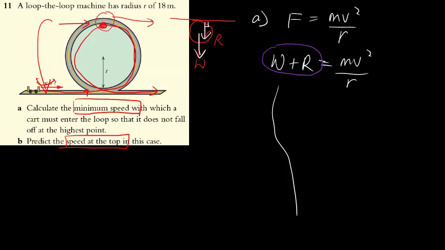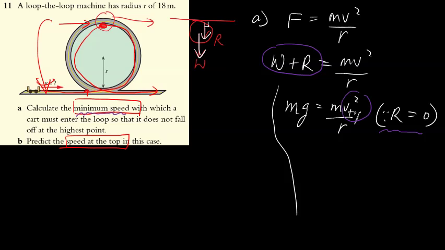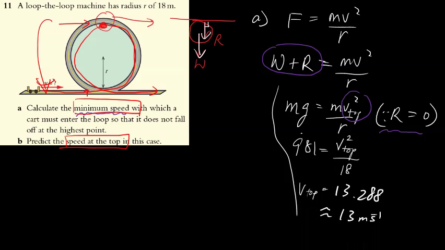However, since in this case you want to find the minimum speed, it's almost like falling. What it means is you will feel weightless, and therefore the normal force will be 0. And of course, this is the way you can obtain the smallest v here, and therefore the speed at the top, which is the answer for part B, will be 13 meters per second.